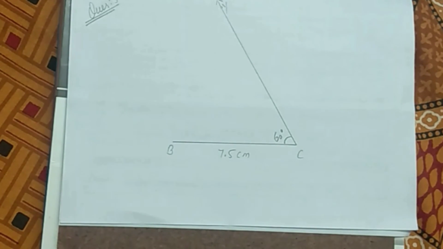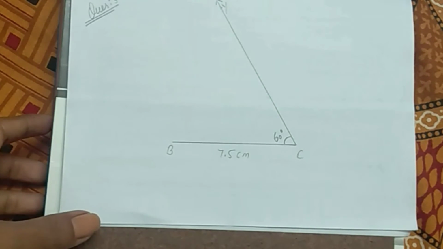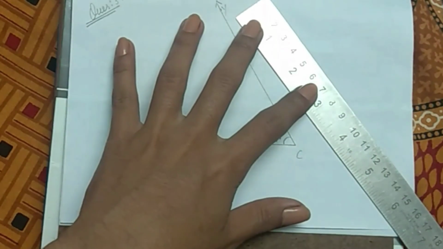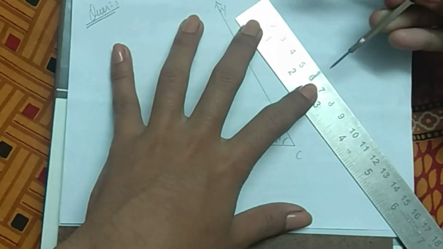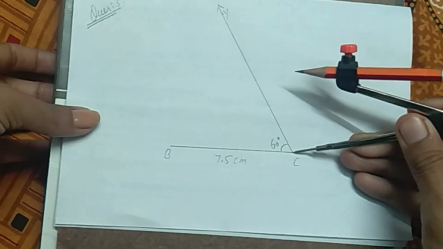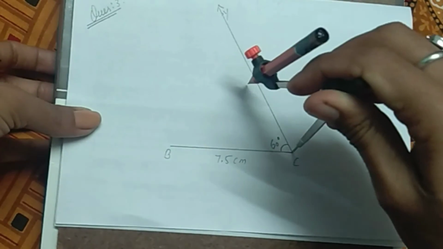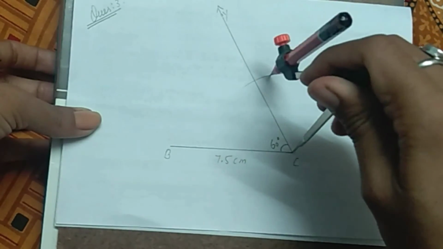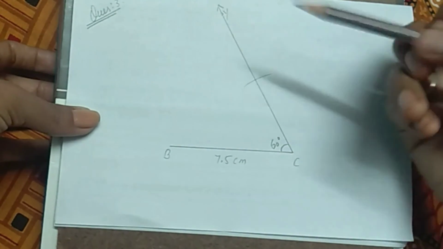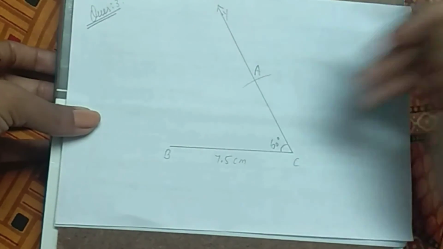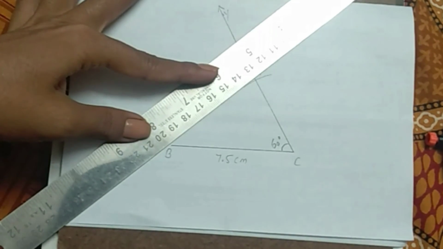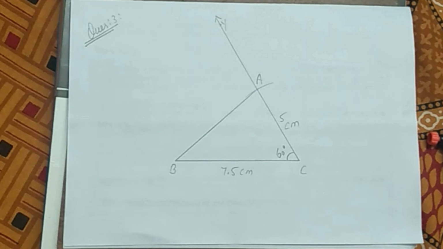Now our next line, which is AC, given in question, is of 5 centimeter. So we have to take a gap of 5 centimeter between the tip of pencil and compass. Now I have taken the gap of 5 centimeter. So I will take C as center and mark an arc on line YC. Where this arc cuts this line YC, it will be our point A. Now we will join B and A to have the required triangle. So this is our required triangle.